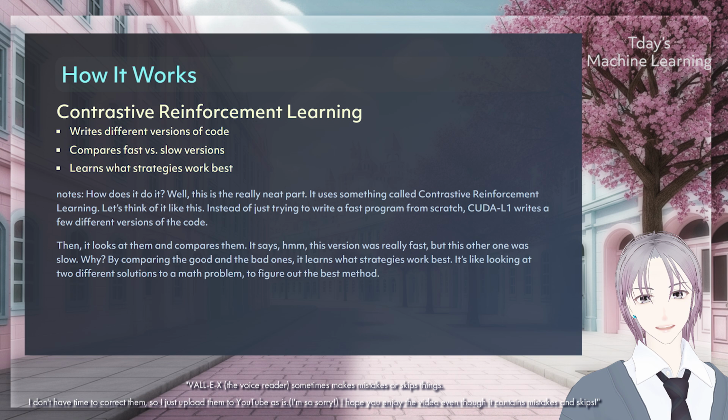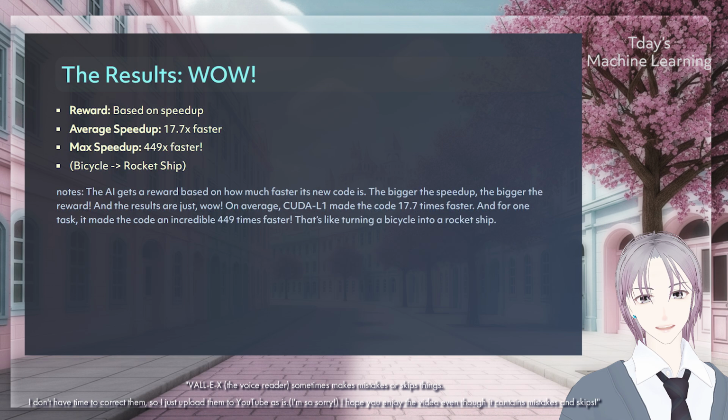Then it looks at them and compares them, and it says, this version was really fast, but this other one was slow. Why? By comparing the good and the bad ones, it learns which strategies work best. It's like looking at two different solutions to a math problem to figure out the best method. The AI gets a reward based on how much faster its new code is.